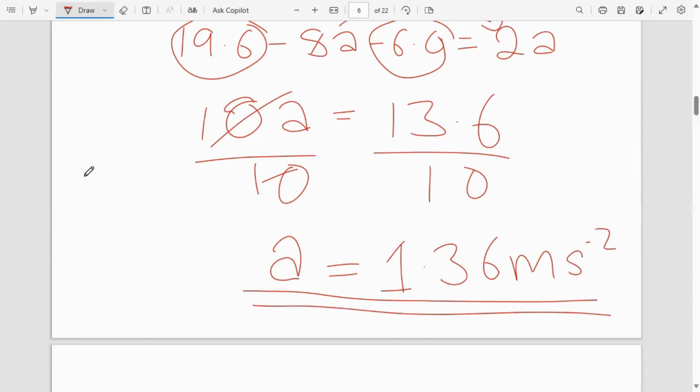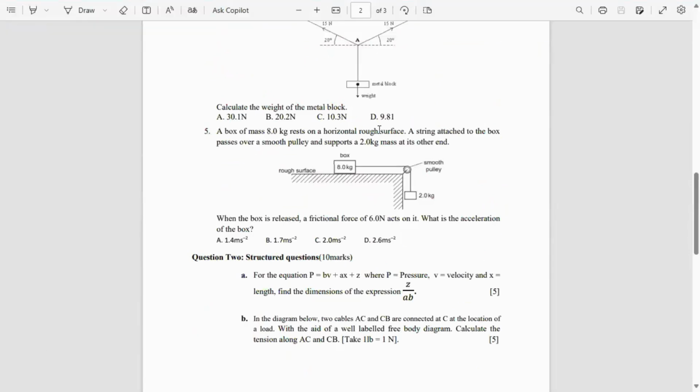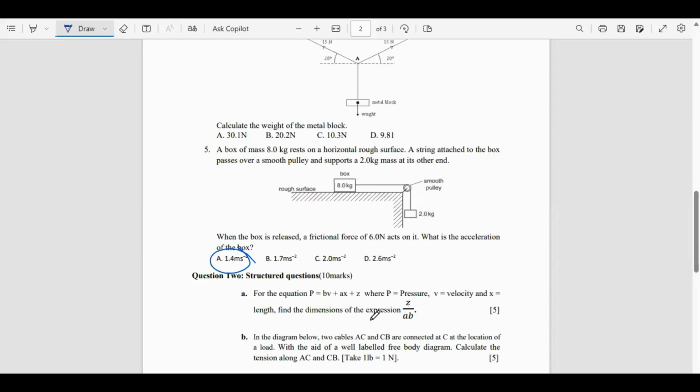So that is the acceleration of this object here. And which answer is that? 1.36. Okay, so it has also been put to 1 decimal place. So it is this guy here, which is option A. So that was question 1, the whole lot of question 1, which is comprising of five multiple choice questions. And we are done with it. We can now proceed to question 2.